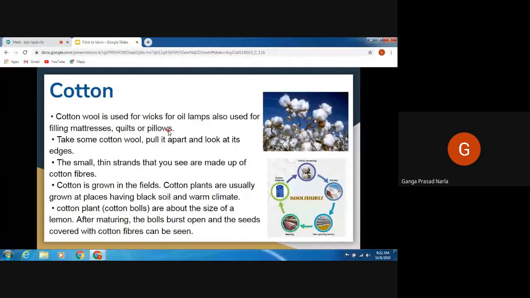So mattresses and pillows are filled with cotton.